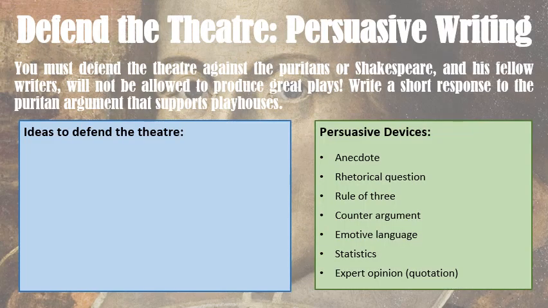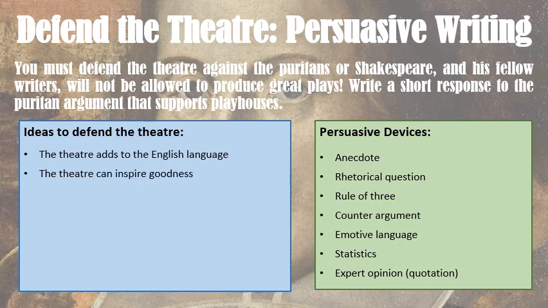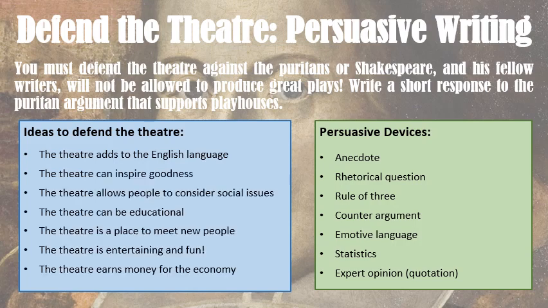So this is what you are going to do. We are going to create a persuasive piece of writing where you are going to defend the theatre against the Puritans. Okay? You must defend the theatre against the Puritans, or Shakespeare and his fellow writers will not be allowed to produce great plays. Write a short response to the Puritan argument that supports playhouses. So you're writing a persuasive response saying why you think the theatre should be saved.